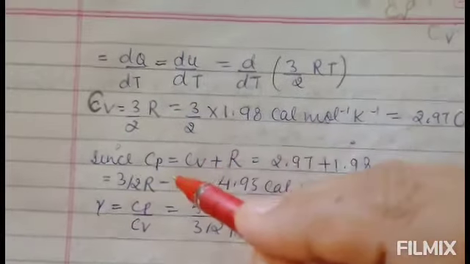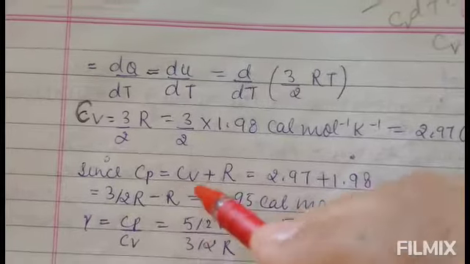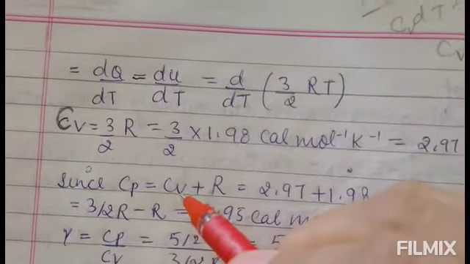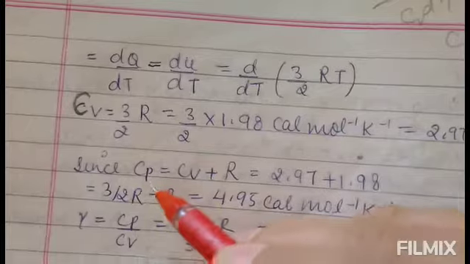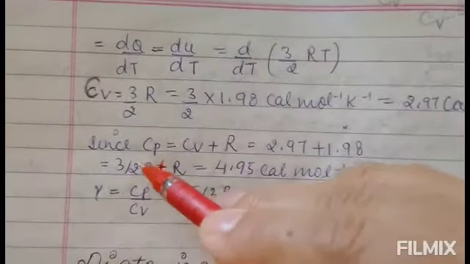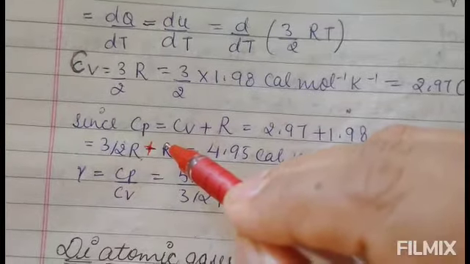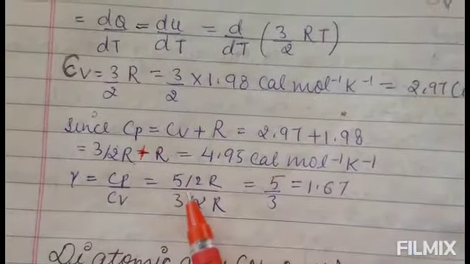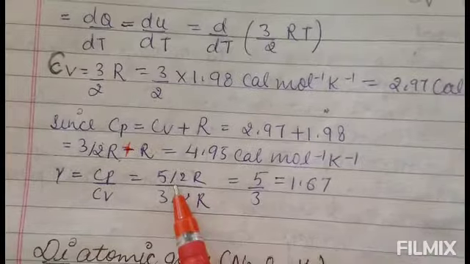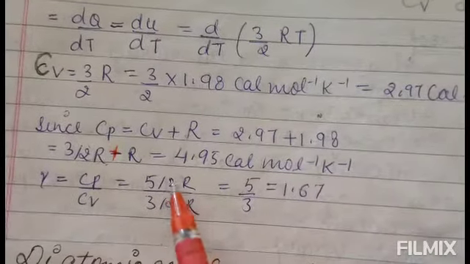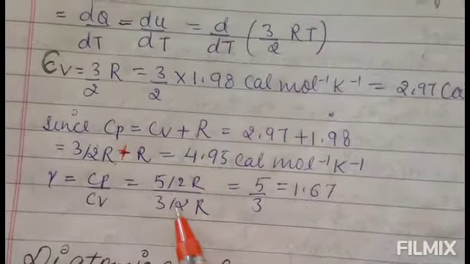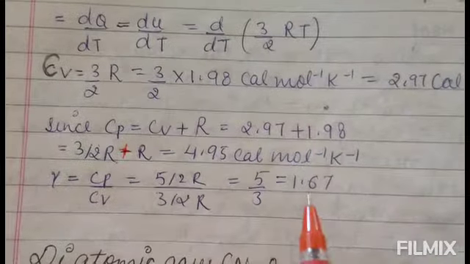Just look here: Cp is equal to Cv plus R. Cv we have calculated as 3/2 R, so this will be 3/2 R plus R, and that will become 5/2 R. So here we have just kept this value, 5/2 R, so that R and R cancel, 2 also cancels, and 5/3 is what it will give.